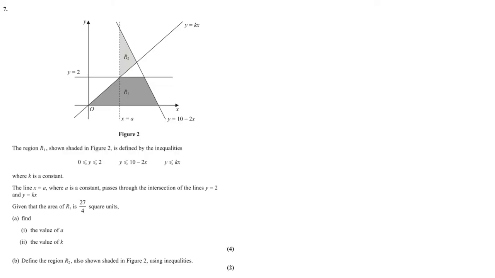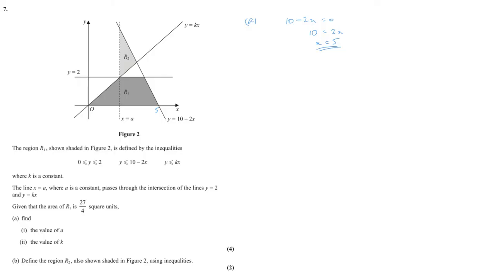So it looks like an interesting question. Let's get into it. So first let's see what we can find. We're doing part A first. So 10 minus 2x equals 0. I'm looking at this line here and I'm going to find this coordinate. 10 equals 2x, x equals 5. So this is at x equals 5.